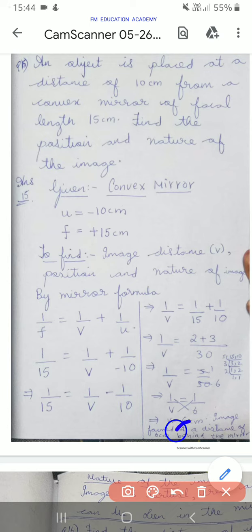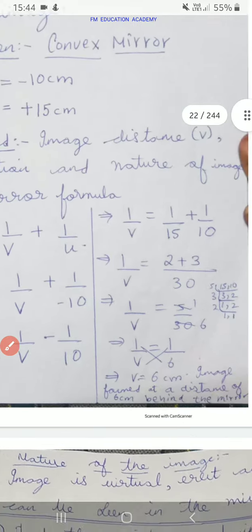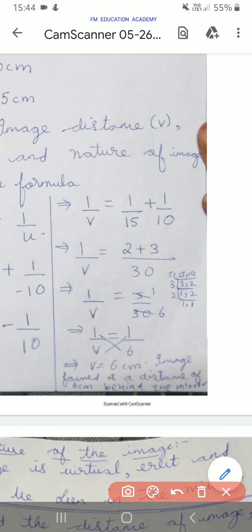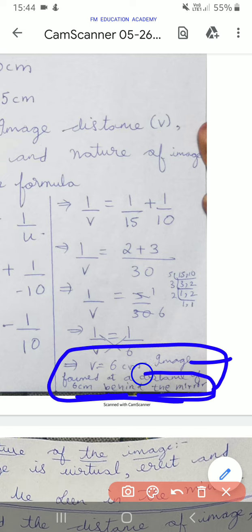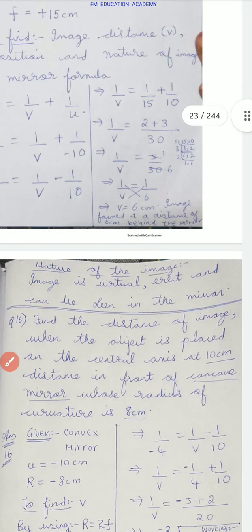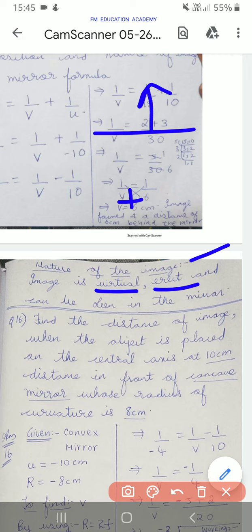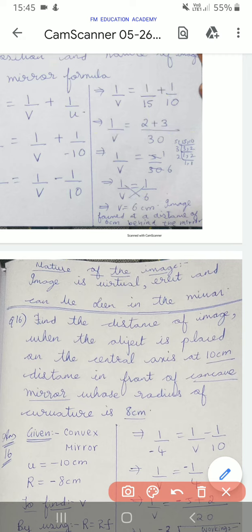It is also asking us the nature of the image. So by seeing the value of v, we can see that the image is formed at a distance of 6 centimeter behind the mirror. It will be behind the mirror whenever v is positive for a convex mirror. Remember this, I am giving you tips. And what is the nature of the image? As it is behind the mirror and as it is plus, it is erect. Erect means it is above the principal axis, virtual, and can be seen in the mirror.